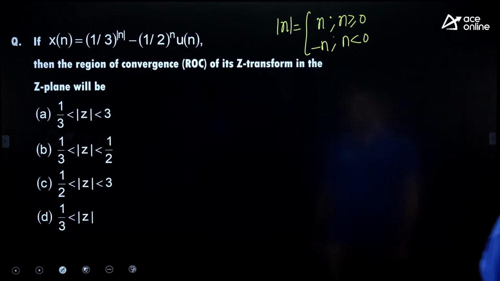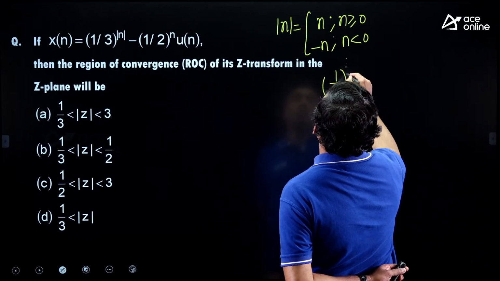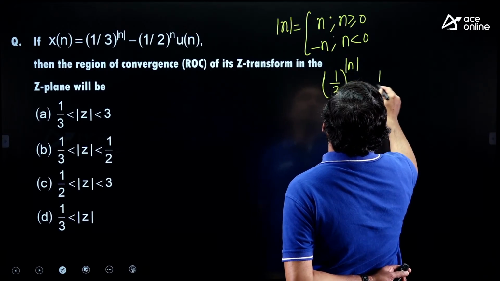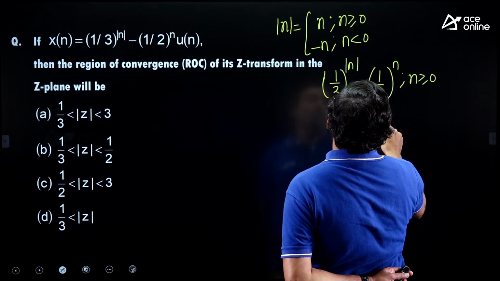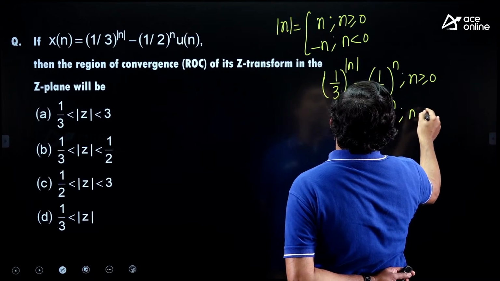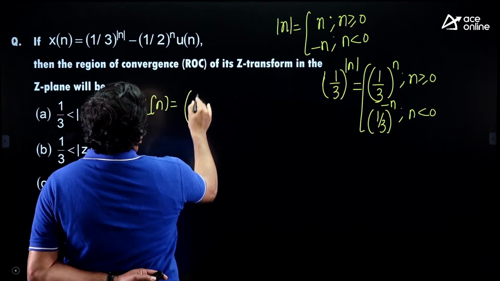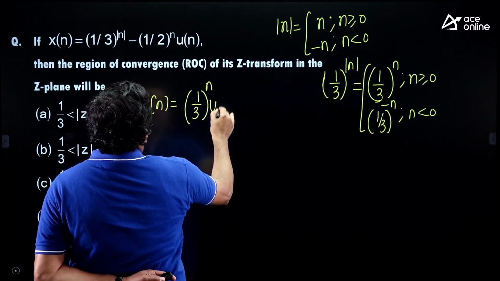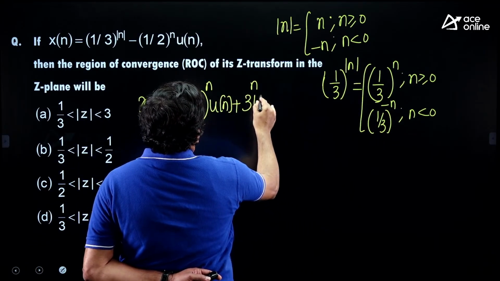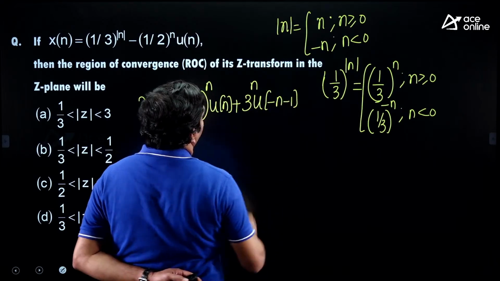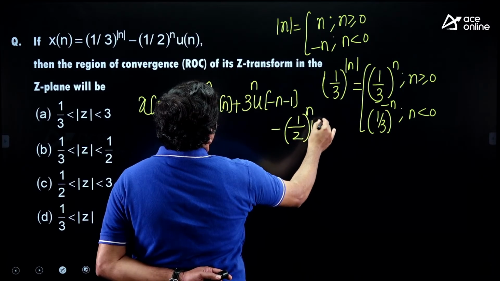So in this example, we can adjust the first function as (1/3)^|n| can be adjusted as (1/3)^n for positive index, (1/3)^(-n) for negative index. So the first function can be written as what? For positive index, it can be written as multiplied by u[n]. (1/3)^(-n) is 3^n. Negative index means it is stopping at minus 1, minus (1/2)^n.